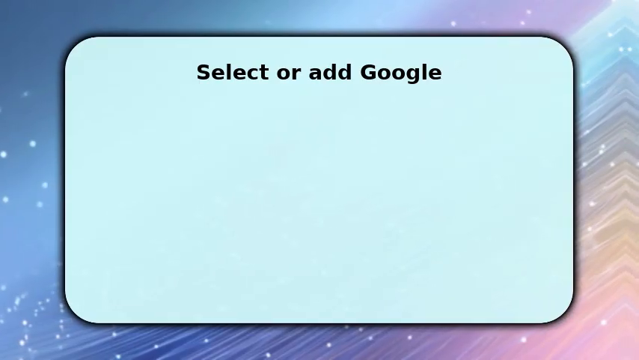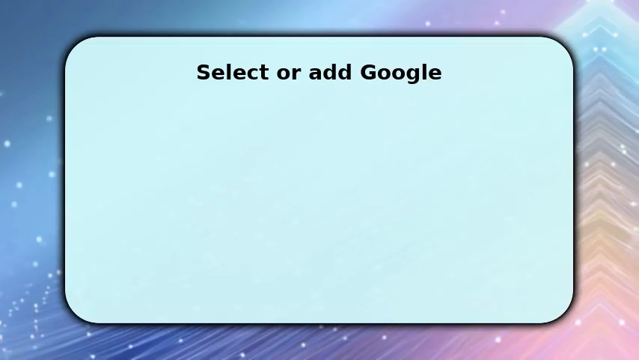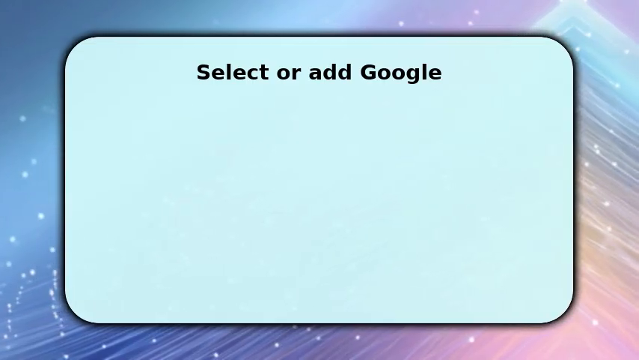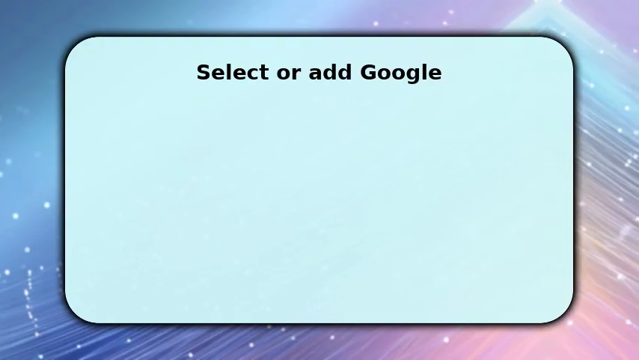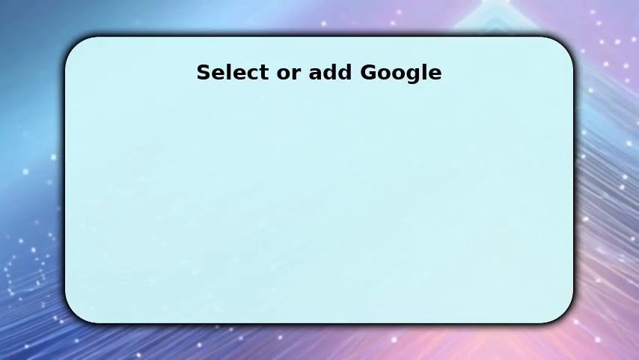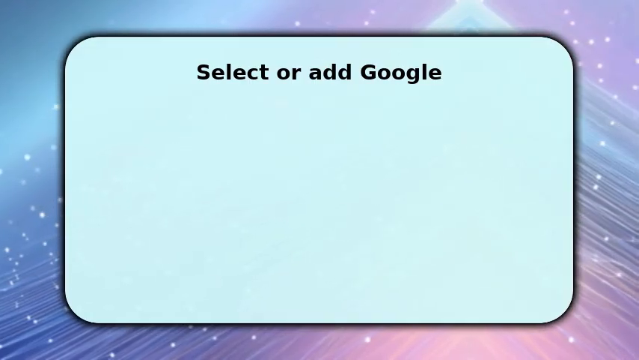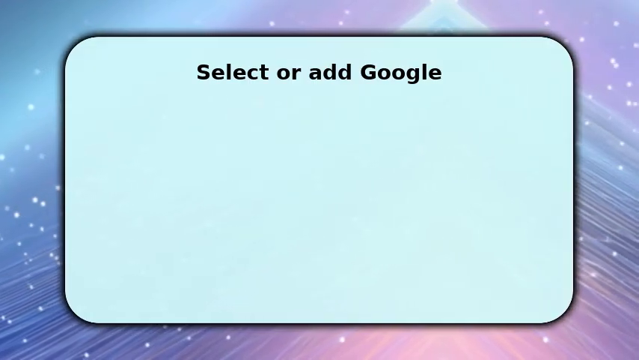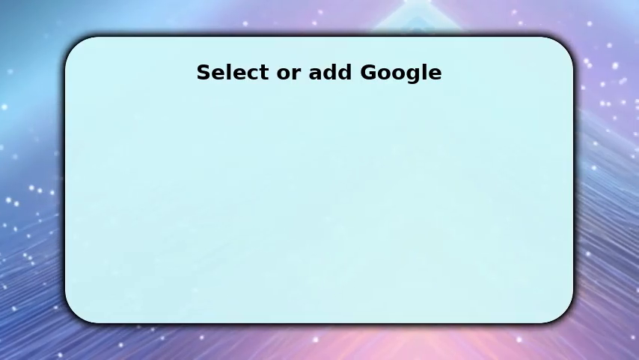That's it. If it's not present, choose Add or Manage Search Engines and supply name Google, keyword google.com, and the search URL, https://www.google.com/search?q=%s. Make sure the %s placeholder stays. Once added, set Google as default.